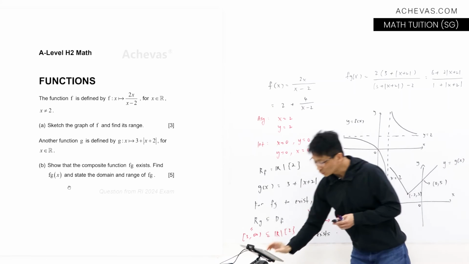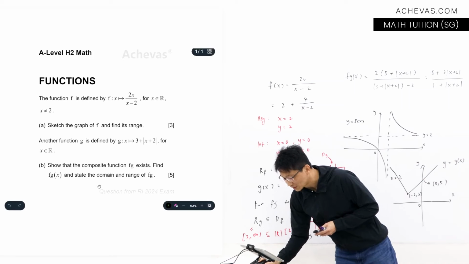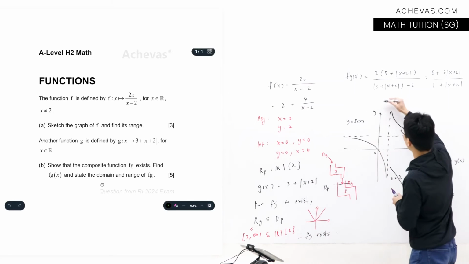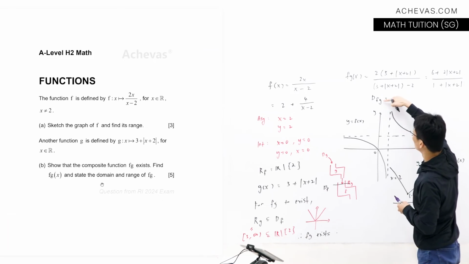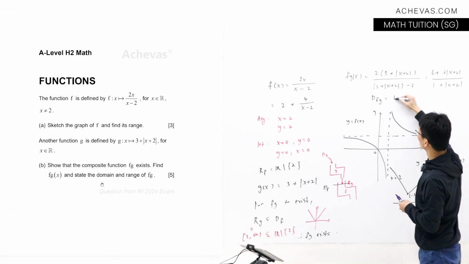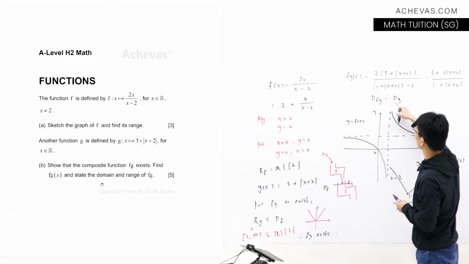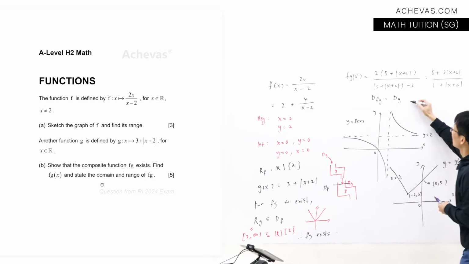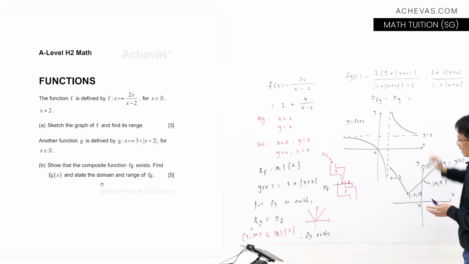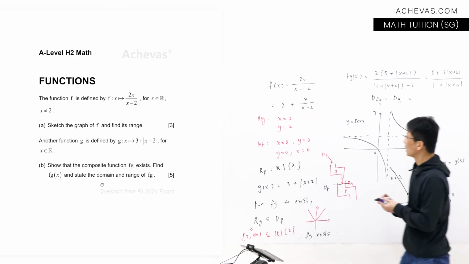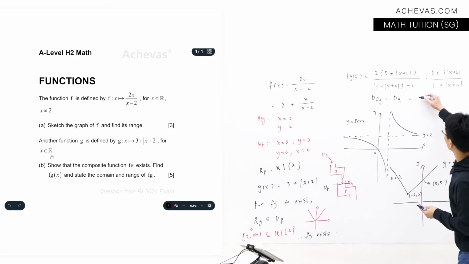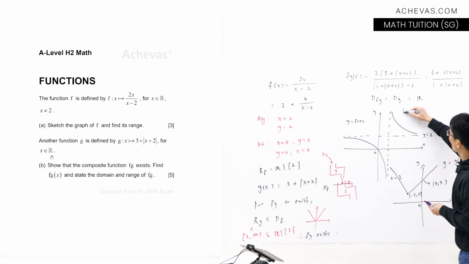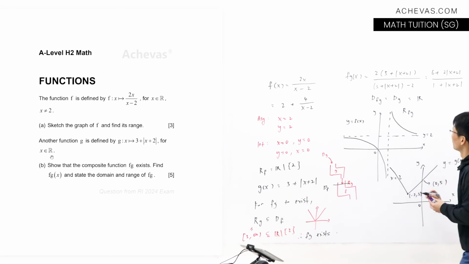Alright, so we also need to find out what is the domain. The domain of a composite function will always follow the domain of the first function, which happens to be function g in this case. So for the domain of g, I can see it is given to us: the value of x is an element of all real numbers. So it will just be all real. How about the range of fg?